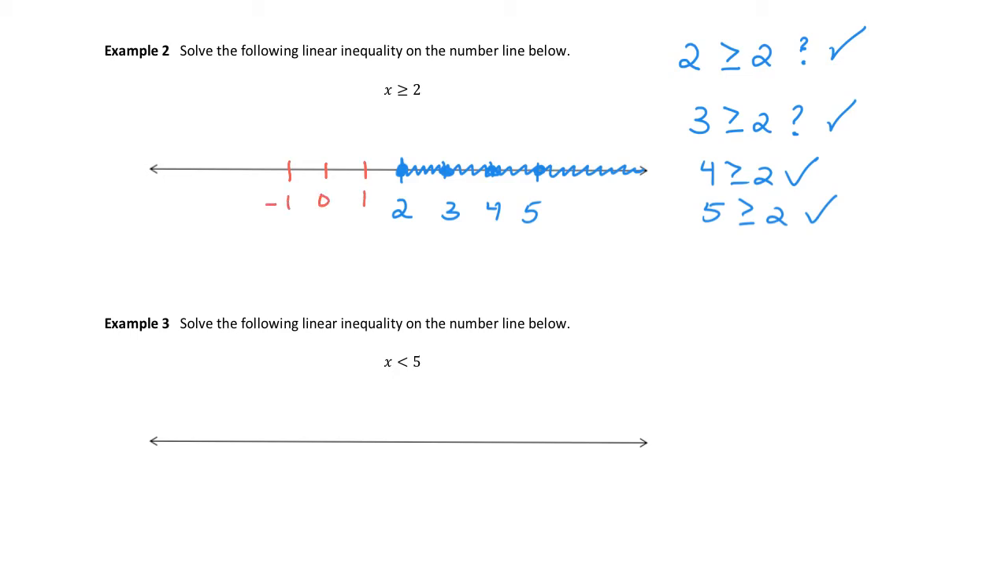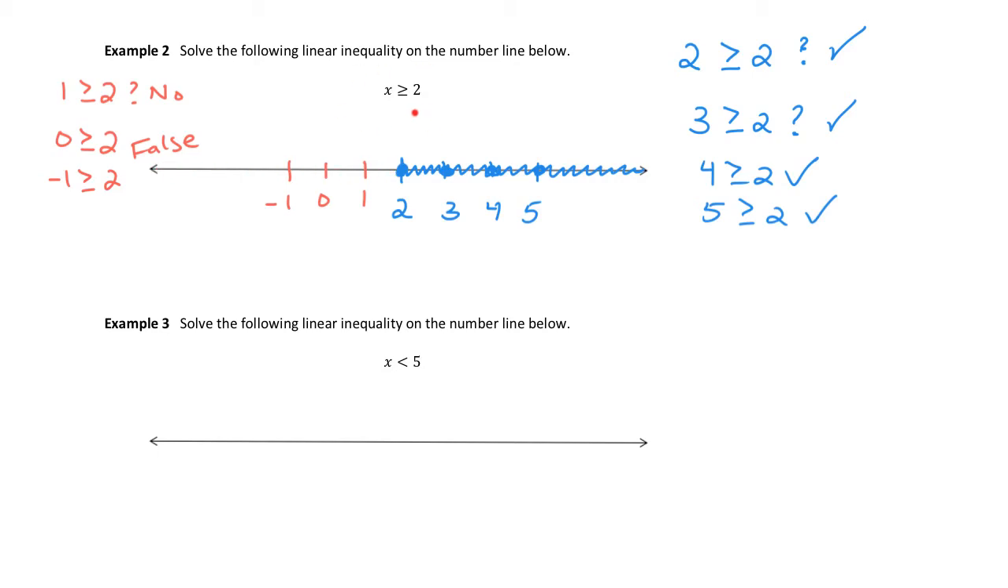do those make the inequality true? So I'll plug them in off to the left here. Is 1 greater than or equal to 2? And the answer is no. So we would not want to shade that number. And the same thing goes for 0 and for -1. Clearly, these both are false. So we don't mark those down on this side of the number line.